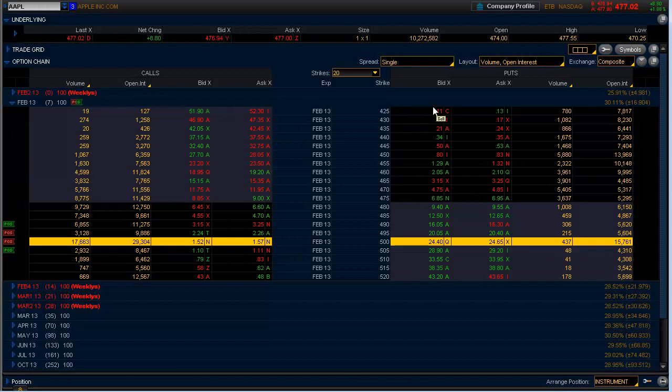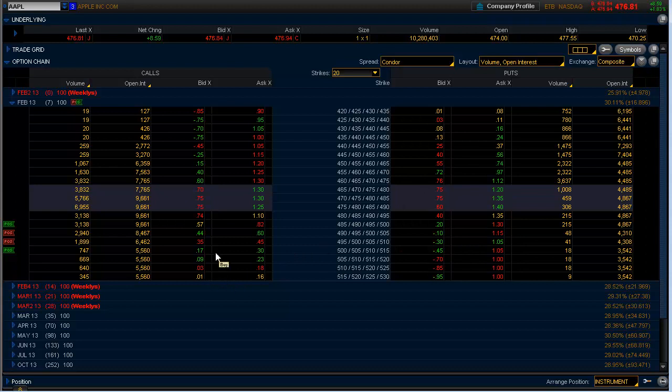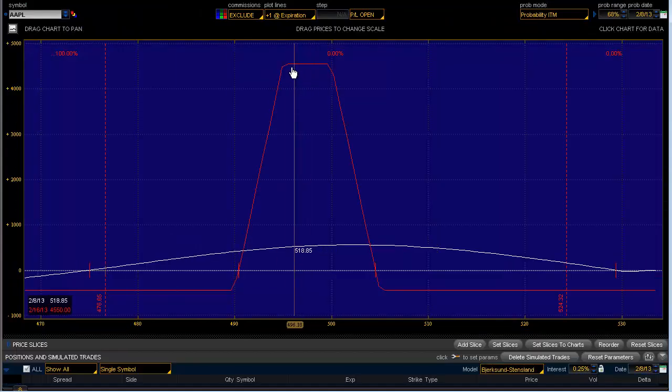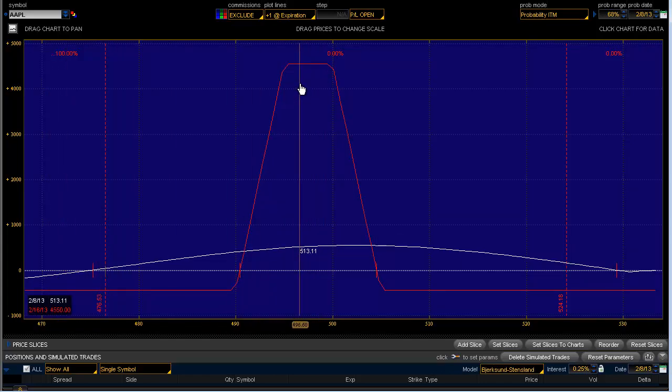Let's go back to the analyze tab real quick. You can see this is the condor that I put on, where I bought the 490 calls, sold the 495s, sold the 500s, and bought the 505s. So I create kind of a spread, and it's easier to see in the analyze tab, but for 45 cents per contract, I bought 10. I'm risking the entire thing. If Apple does rally up into this 495 to $500 zone, then the $450 that I've outlaid will become over $4,000. It's about a 1,000% gain there.